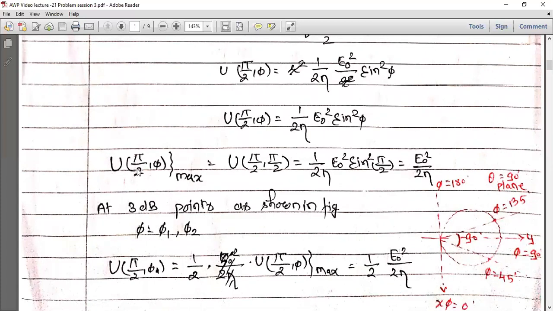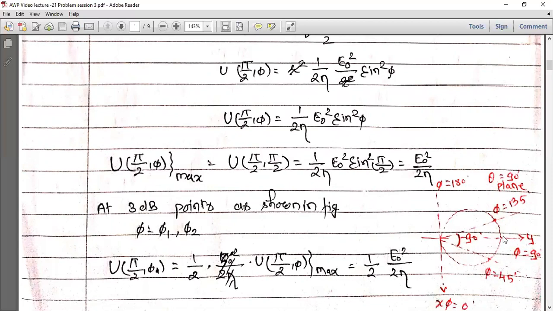The same thing I have written here: the maximum value of radiation intensity in the theta equals pi by 2 plane, which is U(pi by 2, phi maximum), will be along the direction when phi equals pi by 2. So you substitute U(pi by 2, pi by 2), using pi by 2 in place of phi. Substituting here, we get the maximum radiated power or maximum radiation intensity as E0 square by 2 eta, and it is in the direction of 90.